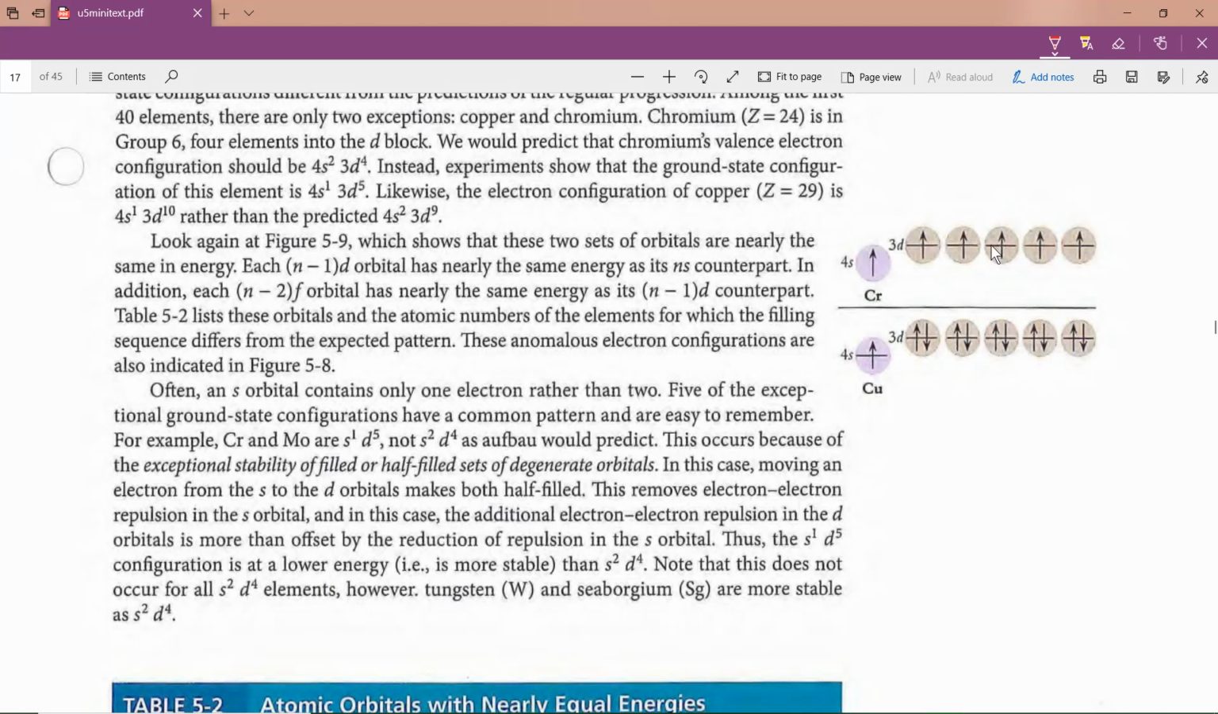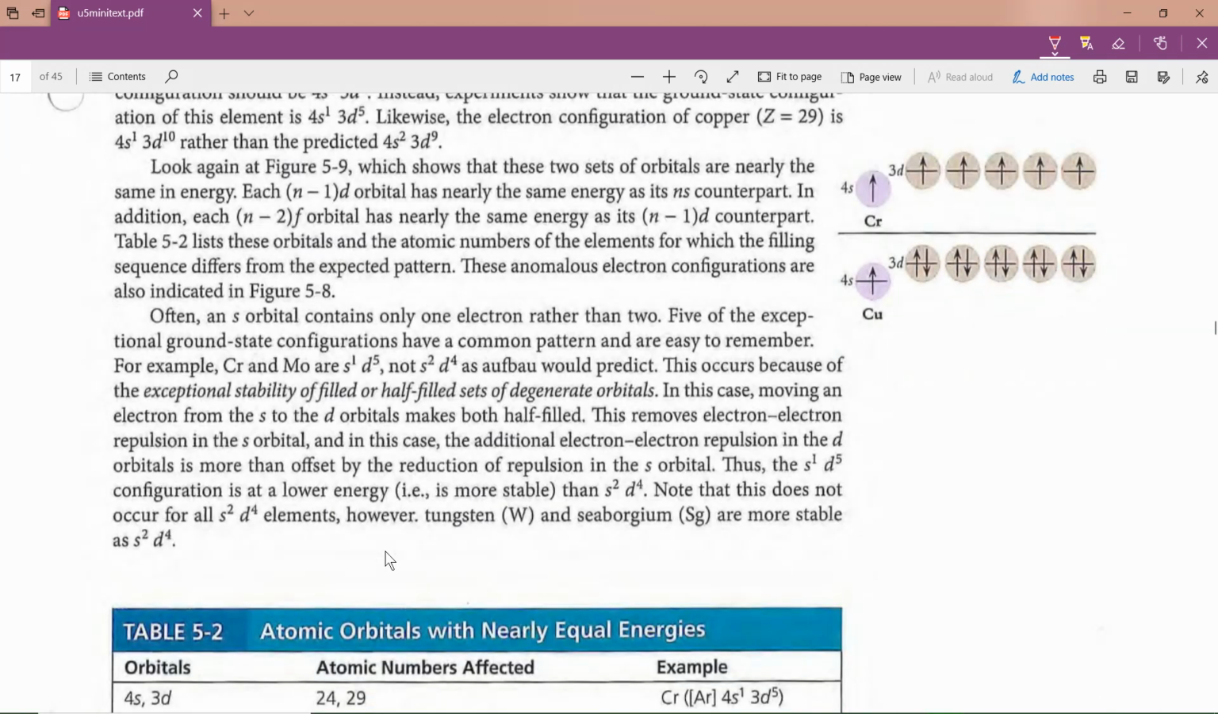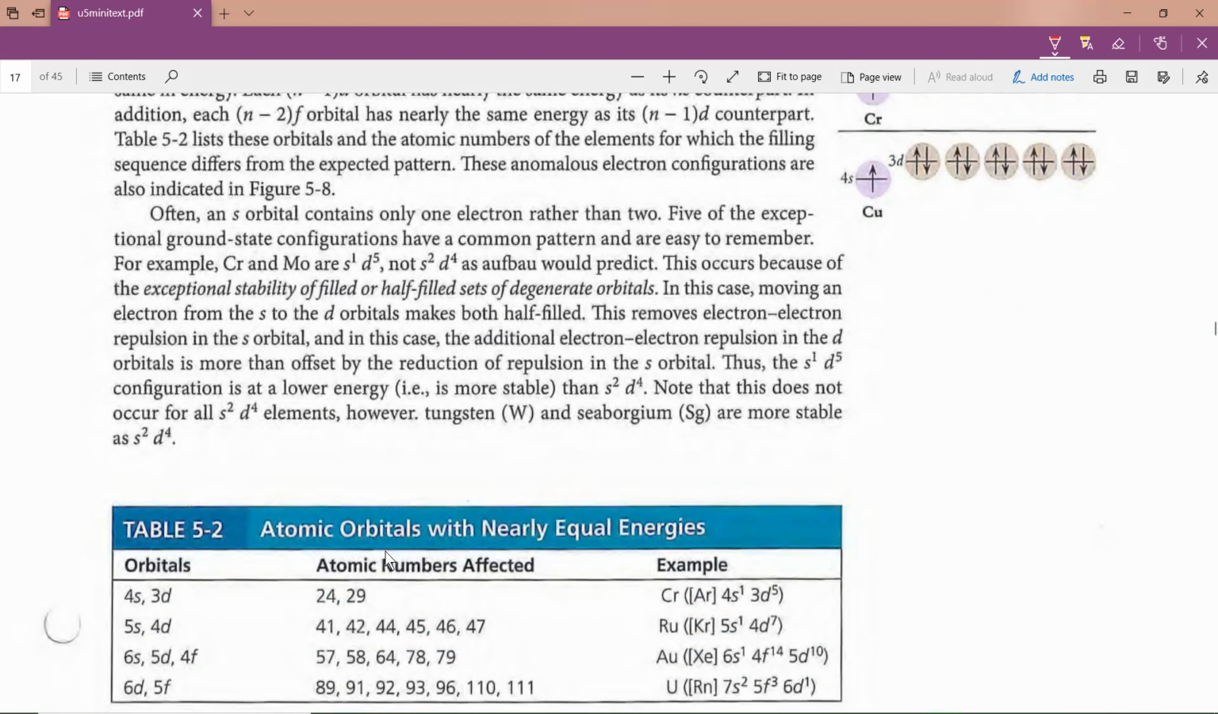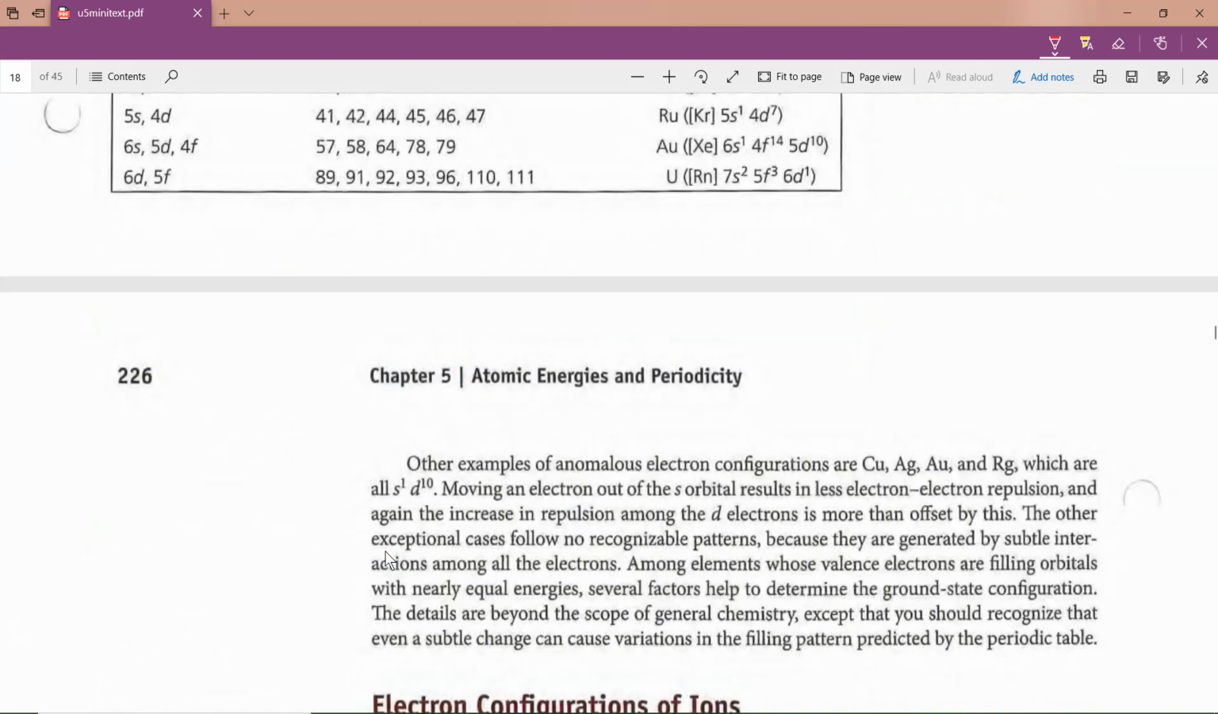Okay? So those are anomalies to what we have. And one reason for this is that you have a bit more stability if you have a half-filled or completely filled set of degenerate orbitals in a subshell. So there are some exceptions and this special stability, and you need more quantum mechanics to really get into all of this stuff.